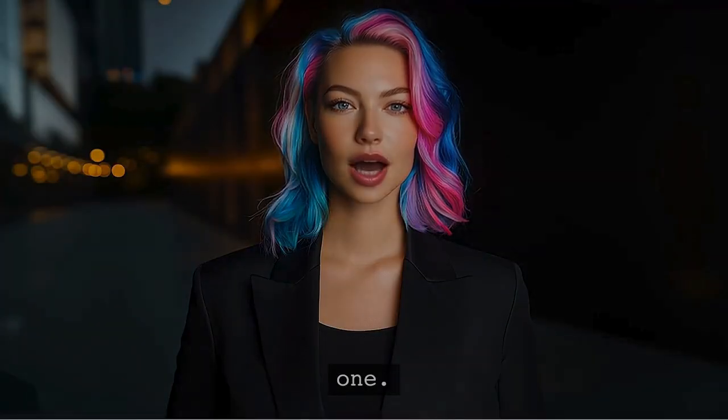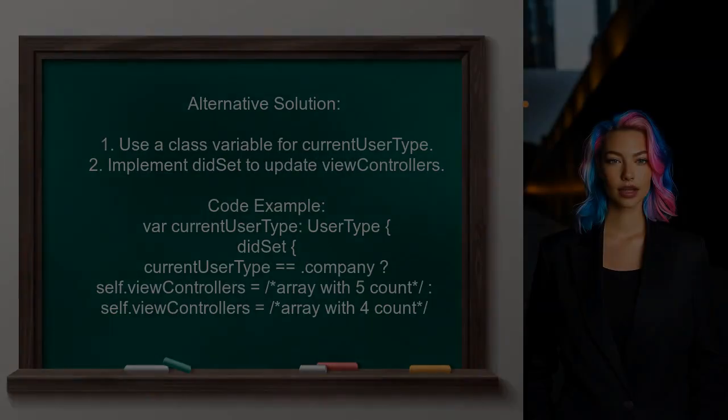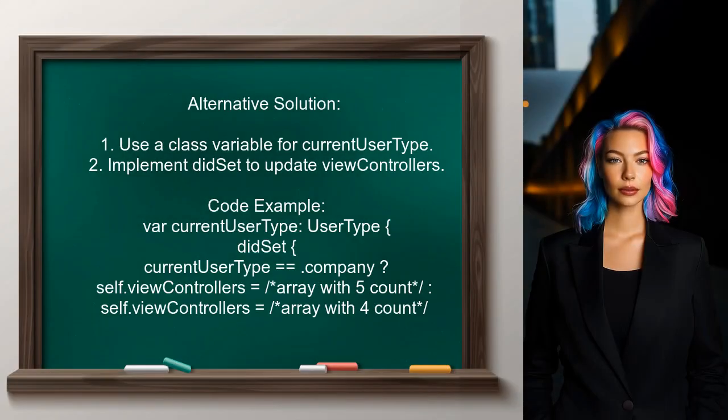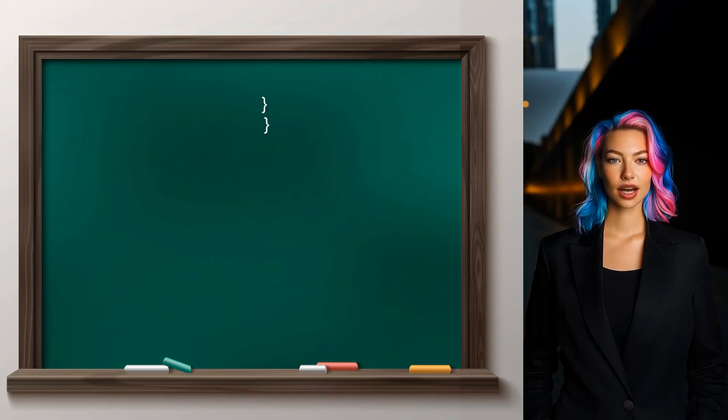Let's explore another one. An alternative approach suggested by another user involves using a class variable and the didSet property observer. They recommend defining a variable for the current user type and updating the view controllers based on whether the user is a company or a simple user.